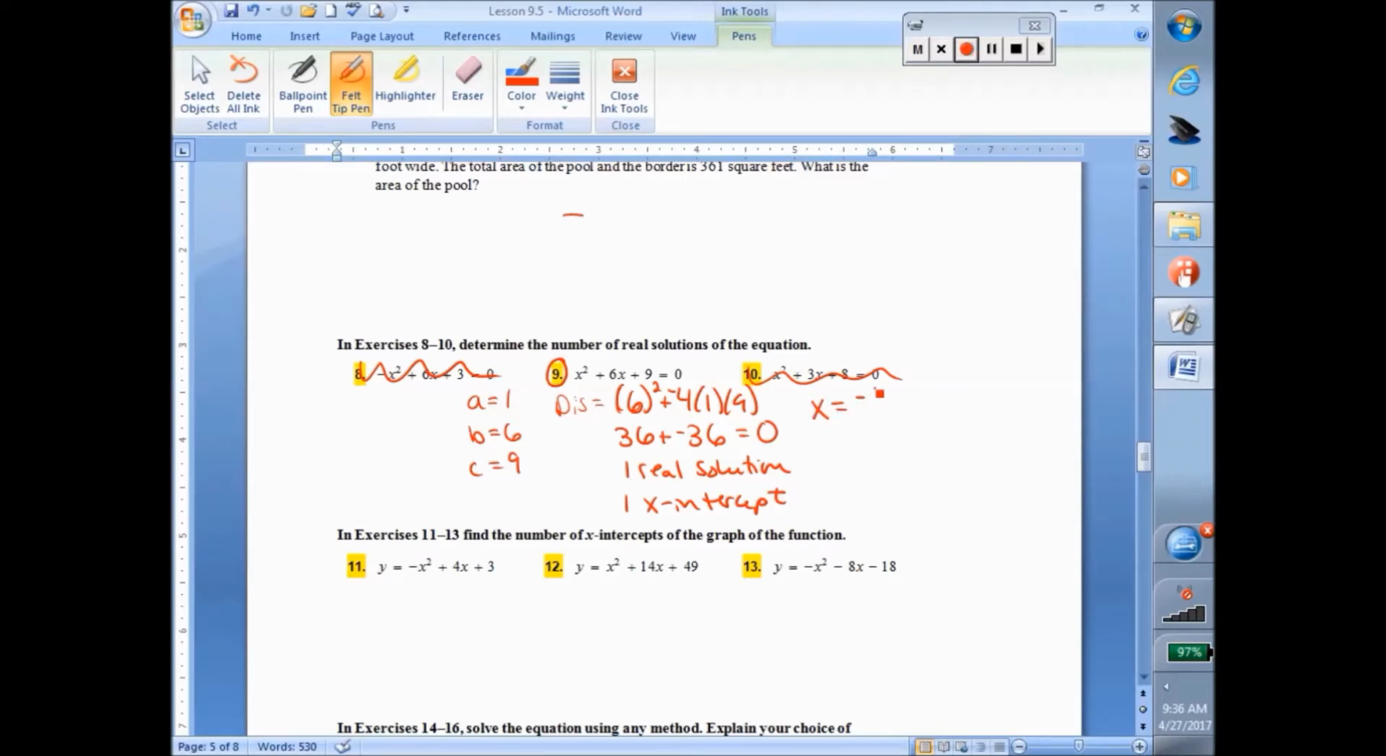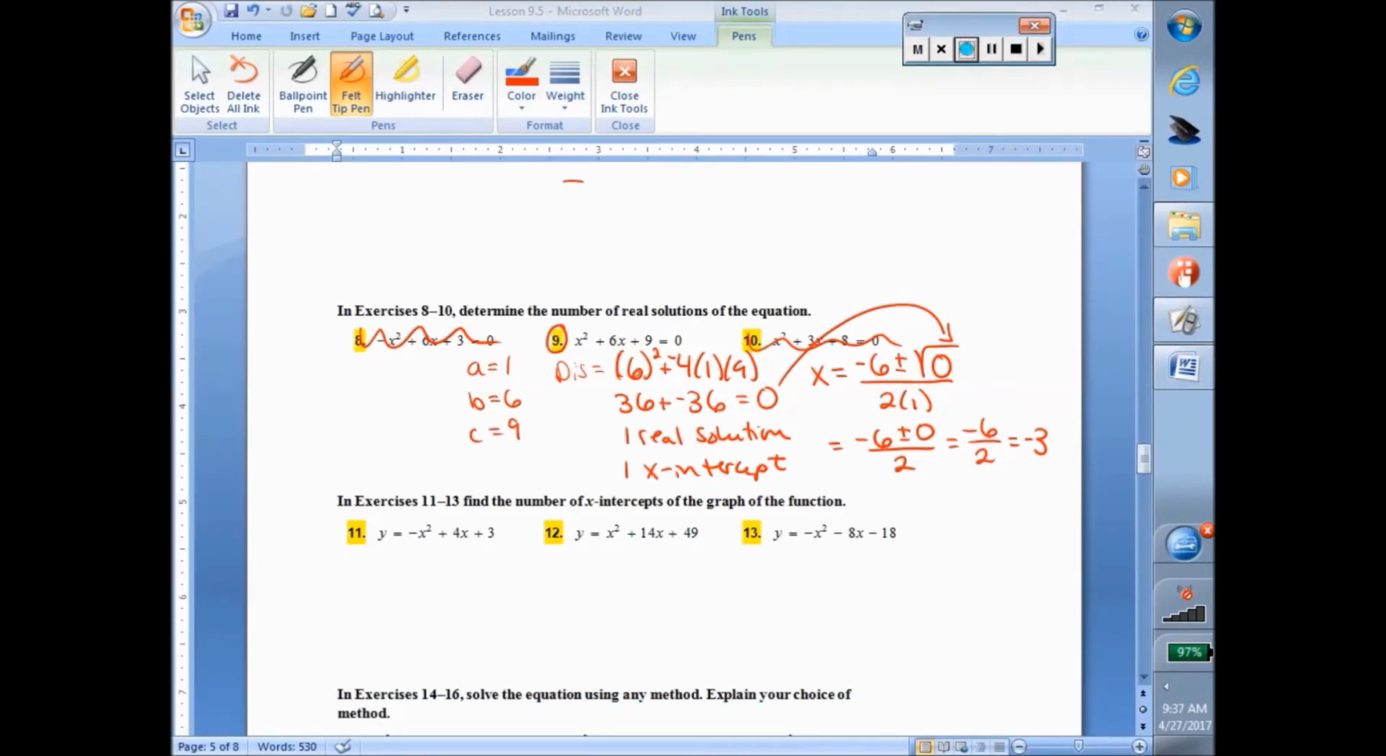So we're going to have negative b plus or minus the square root of our discriminant, which is 0, all divided by 2 times a. So we end up with negative 6 plus or minus 0 divided by 2. It doesn't matter if I add or subtract 0. I'm going to end up with negative 6 over 2. My one solution is negative 3. So now we've seen an example of each of the possibilities with the quadratic formula. 2 solutions, 1 solution, no solutions.